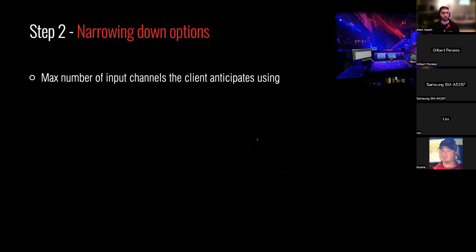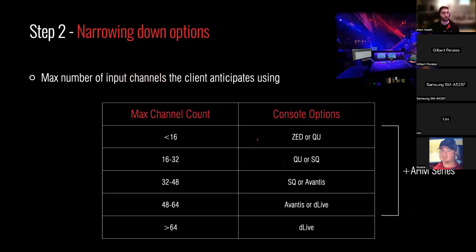So if we're talking about the input channels, the first question that I mentioned on the previous slide, the max number of input channels a client anticipates using, this is the range that's available to each of these series of consoles. So if it's less than 16, then Z or Q are probably appropriate. If it's 16 to 32, then Q or SQ probably. But again, think of this more as a limiting tool.